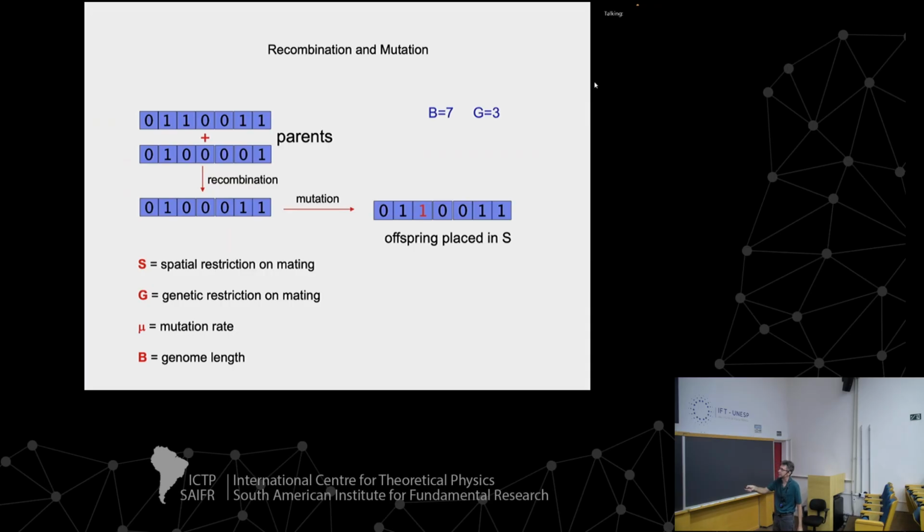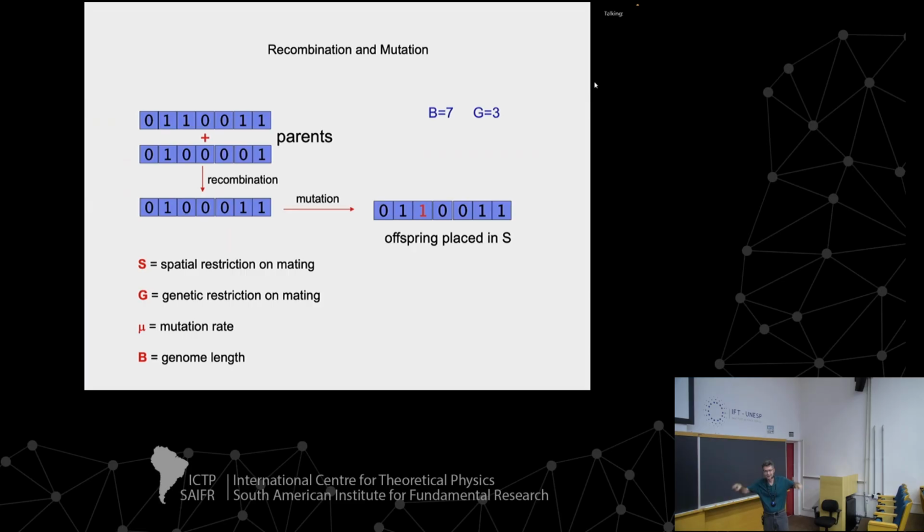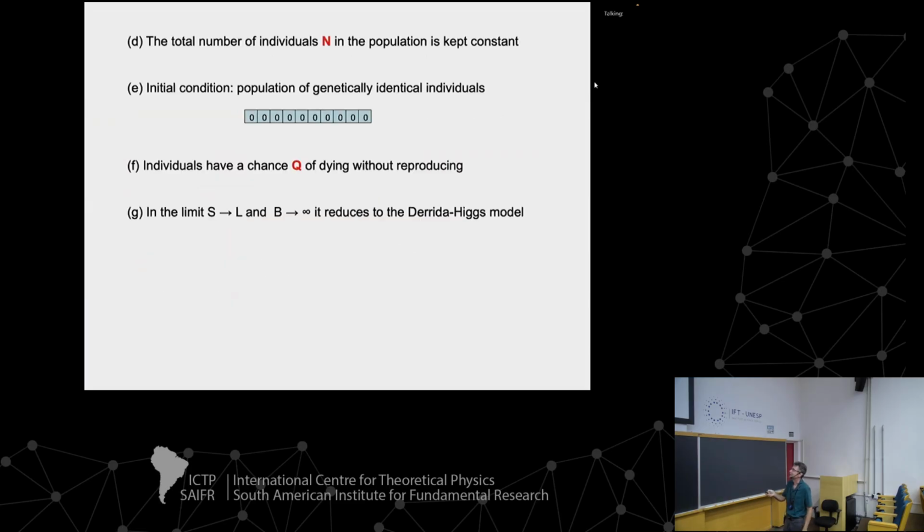Okay, so these are the parameters of the model. There is the mating neighborhood, the genetic threshold, the mutation rate, and the genome length. Actually, there are many more parameters. There's the number of individuals, the size of the area, lots of parameters, but these are the more important ones.